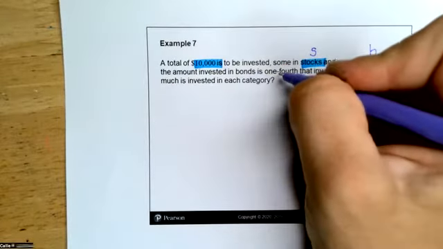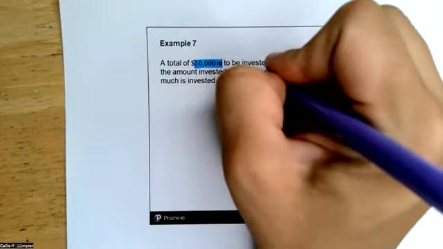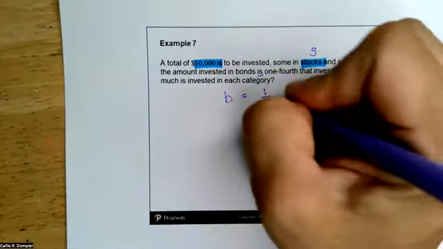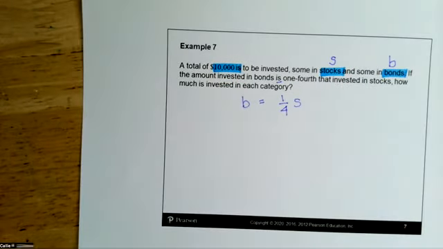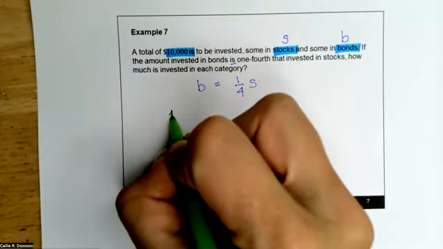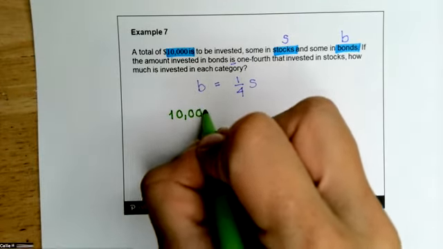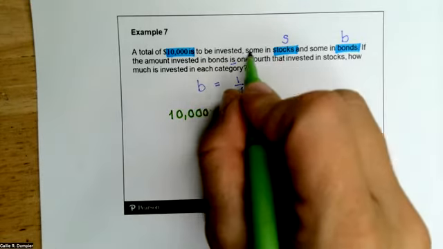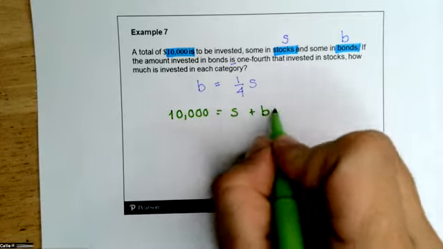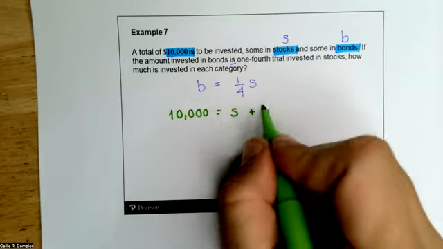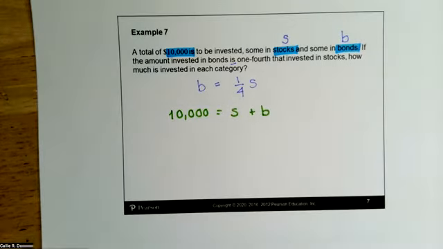The amount invested in bonds is, right, equals 1/4 the amount invested in stocks. So bonds is 1/4 of stocks, and I can find another equation. My other equation is that 10,000 total equals stocks and bonds, right? 10,000 is invested some amount in stocks and some amount in bonds. If I put the money of stocks and the money of bonds together, I will get $10,000 total.